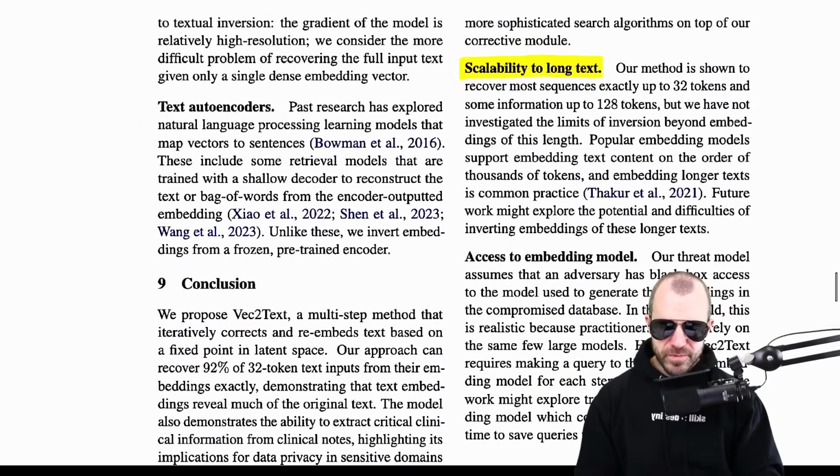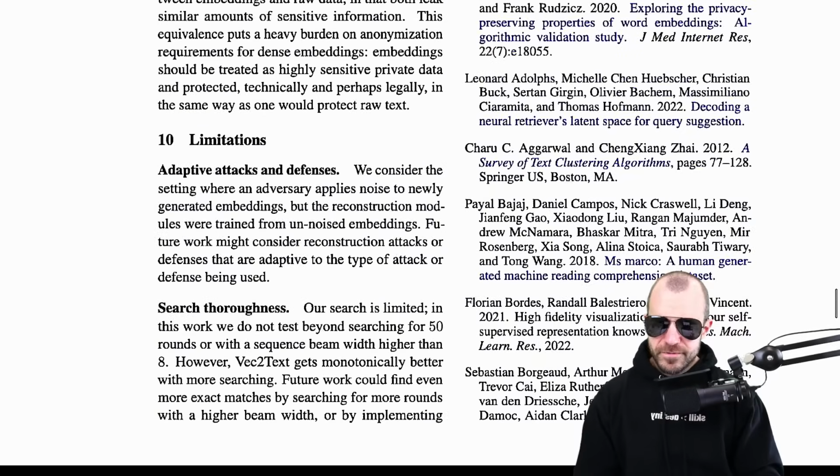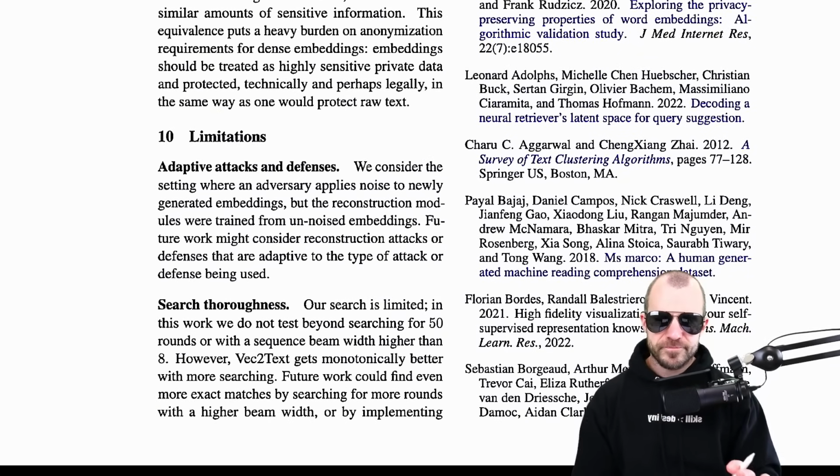They have a few examples as well. However, yeah, there are a few, and they have a good section on limitations.